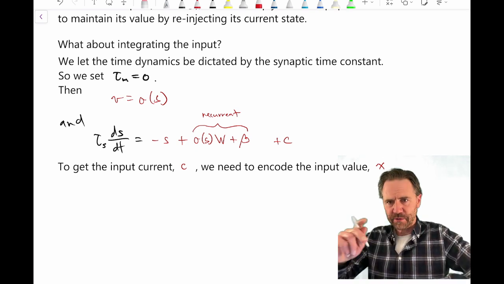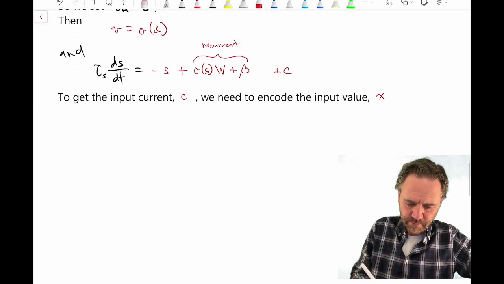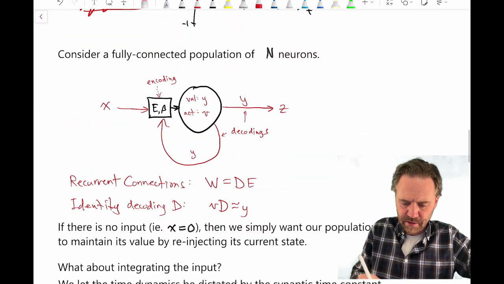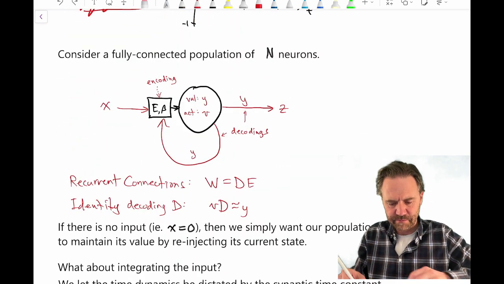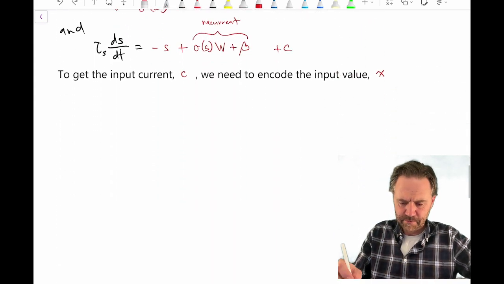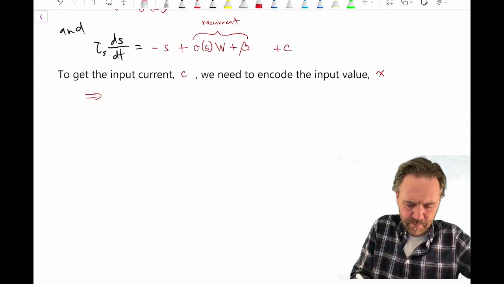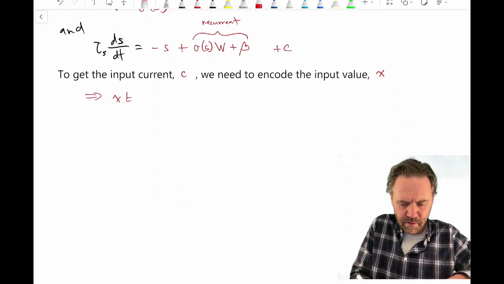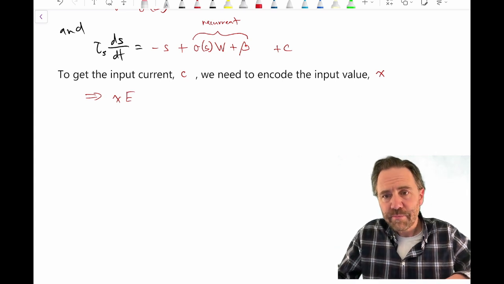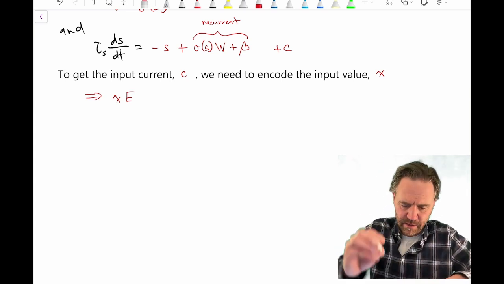Okay, so to encode X, what happens? Well, X needs to be multiplied by the encoding weights. That will be the input. That's basically the part we're trying to add.